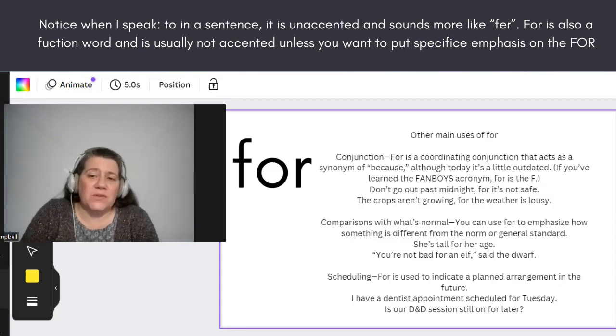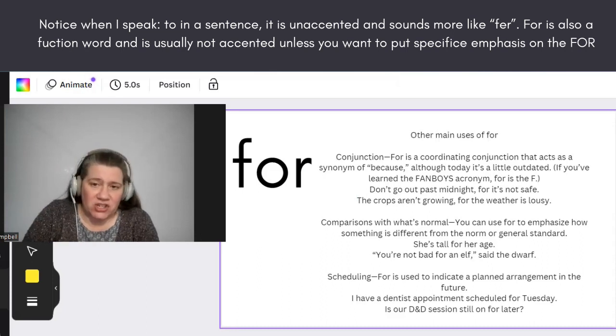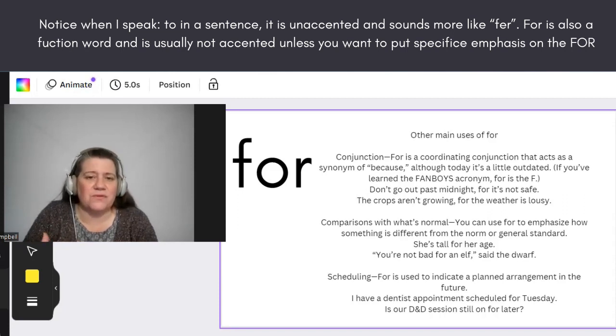Other ways that we use for is as a conjunction, like I said before. For example, don't go out past midnight, for it's not safe. The crops aren't growing, for the weather is lousy. Now, this is very much a written way. It's not common for us to use for in place of because as a conjunction. But you will see it.